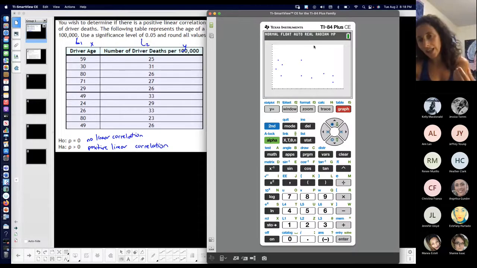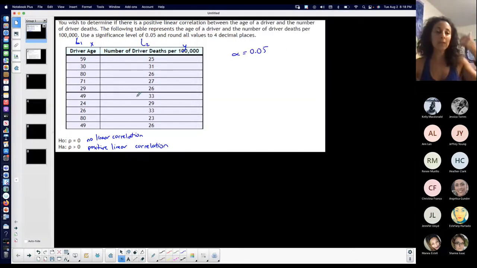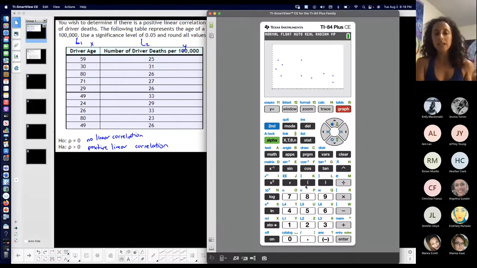This doesn't really look like any type of relationship anyway, which for me makes sense for the situation that I have. This is me just visualizing it and understanding my situation. I haven't run a test or anything yet. Now, again, it's not required for you to look at the scatter plot, but I like to do that just to see what it looks like.